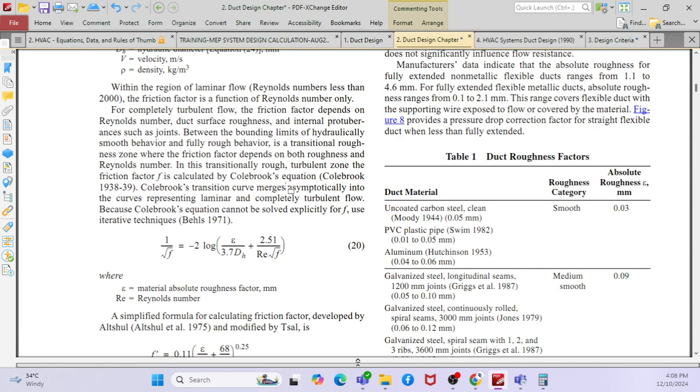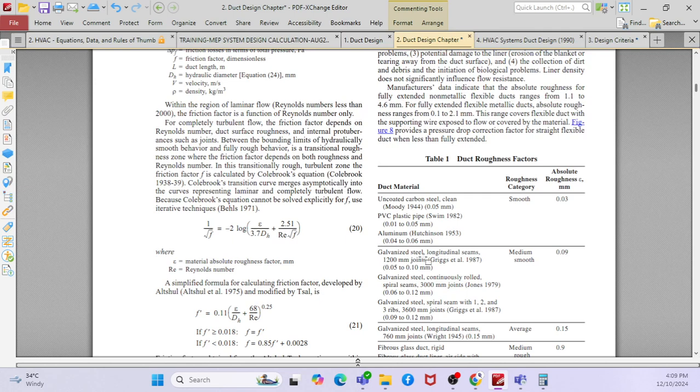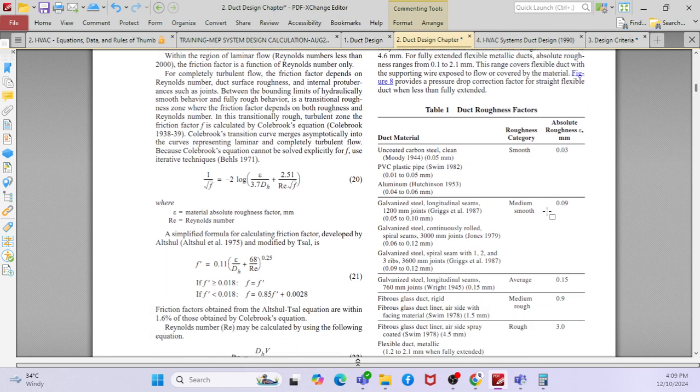For the other method, there is a Colebrook chart available. You can go directly to that chart based on the airflow rate and the material roughness, and calculate your friction factor directly based on the Reynolds number. Clear, right? I will show you in future how to calculate the friction factor, but I'm giving you some idea.